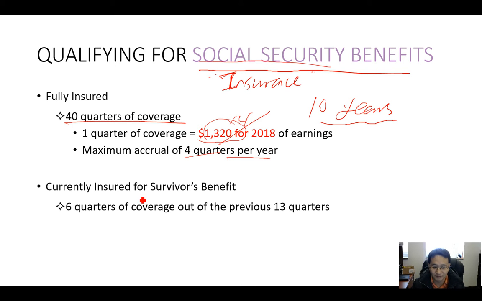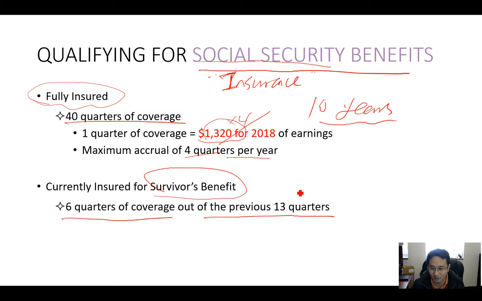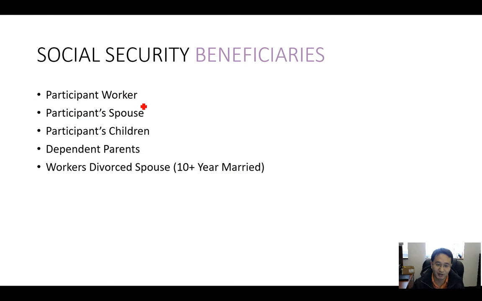And this is for fully insured. There is also insured for survivor benefit. This is less restricted compared with fully insured. You just need to meet 6 quarters of coverage out of the previous 13 quarters. So that's what it looks like. It's less strict compared with 10 years. The benefits will apply to the worker, and then spouse, children, dependent parents. We will talk more about it, and also divorced spouse, with more than 10 years of marriage.